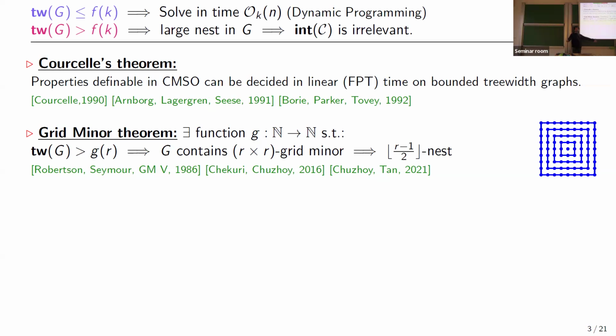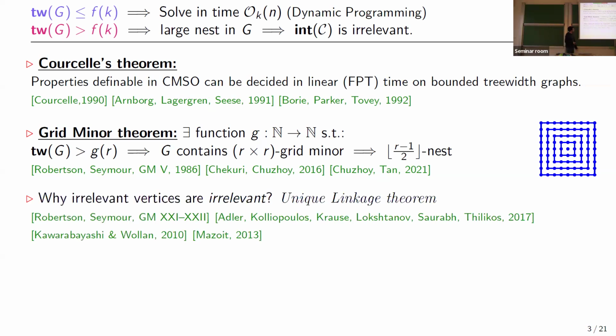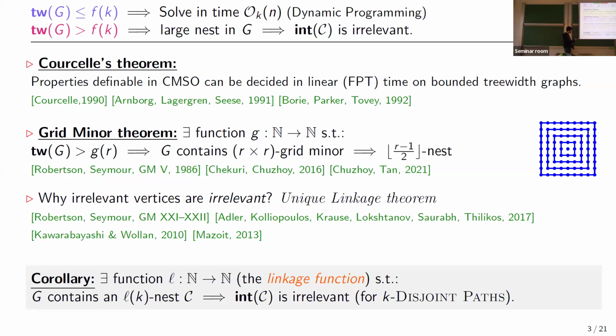Last thing, once you get the nest, how to prove that really the interior of the nest is irrelevant. And this, in fact, is the most tricky part. This is not easy at all to show. Basically, to show why irrelevant vertices are really irrelevant, can be safely removed, this requires a lot of work.